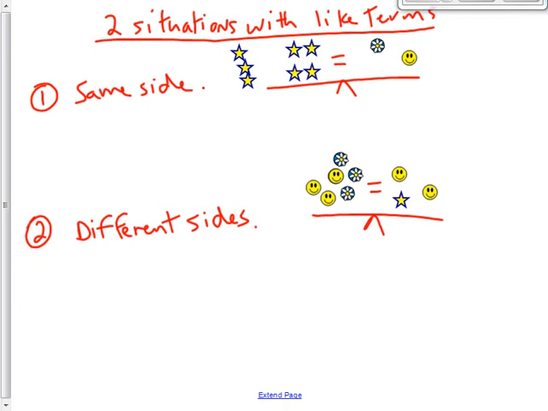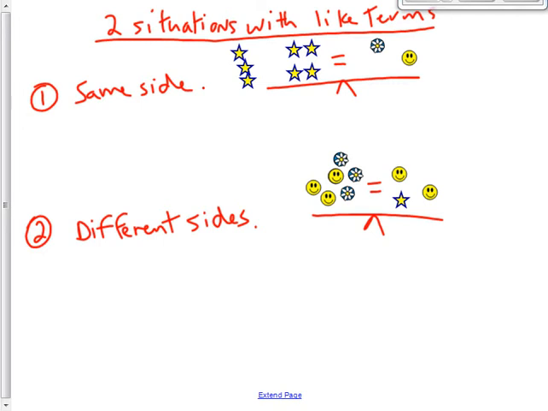Okay, so now we're going to move past one and two step equations into what we call multi-step equations. Often in multi-step equations, at some point you have a situation where you've got like terms, and either the like terms are on the same side or they're on opposite sides. By same side, I mean the same side of the equal sign, either the left or right. By opposite sides, I mean some on the left and some on the right. So what we're going to look at here is those different situations.